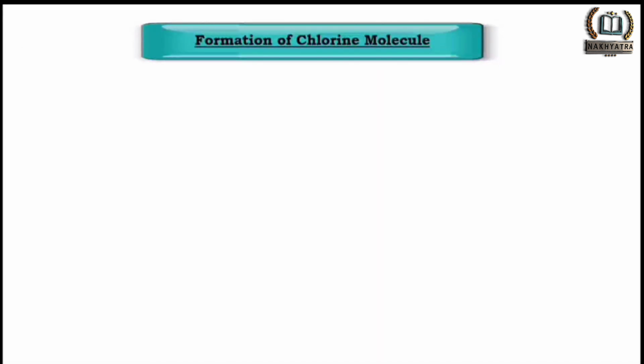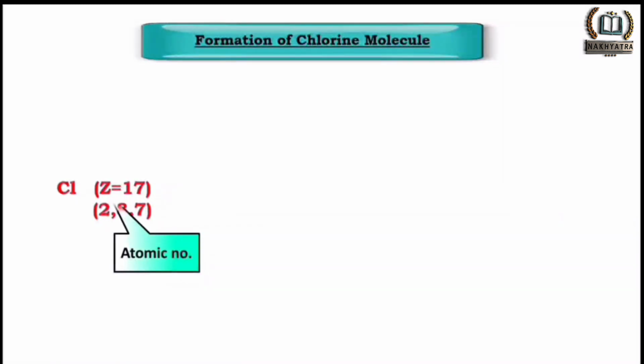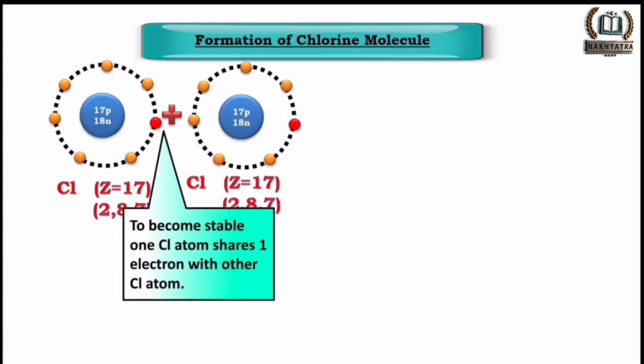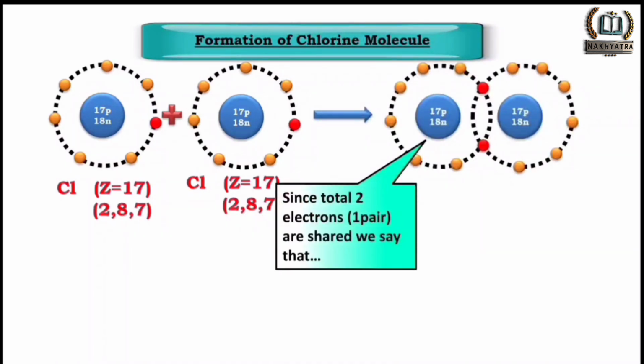Now next is the formation of chlorine molecule. So chlorine, the atomic number is 17 and the electronic configuration is 2, 8, 7. Now to become stable, one chlorine atom shares one electron with the other chlorine atom. Here also a total of 2 electrons, or one pair, are shared.